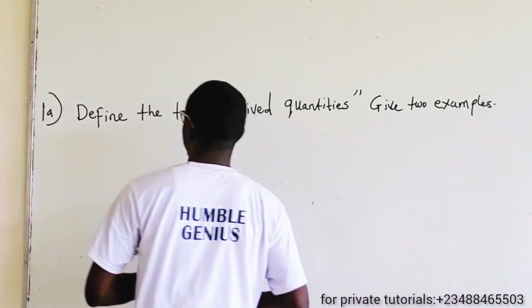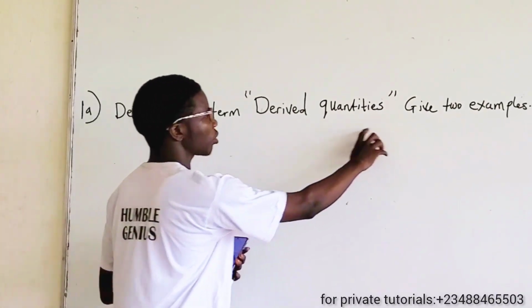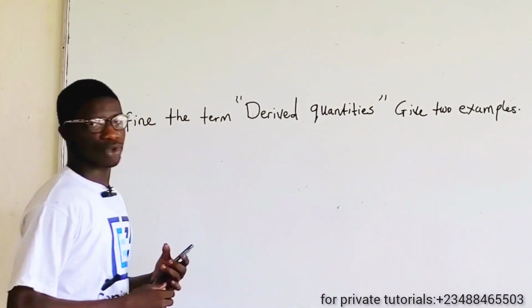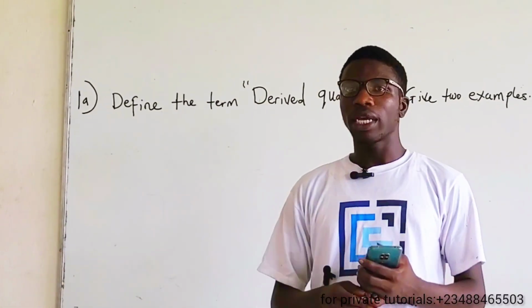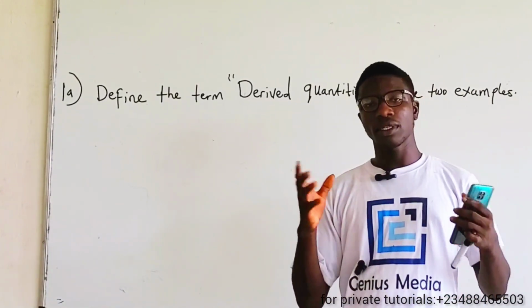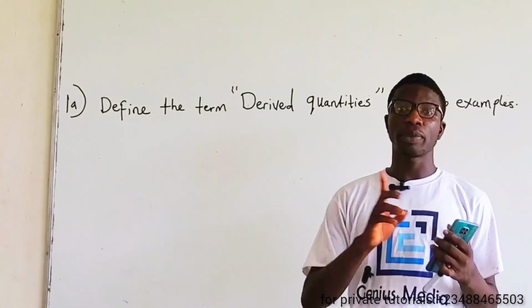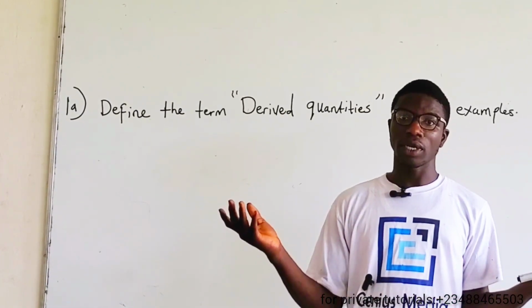All right. The first question, I have 10 questions with me. The first question is, define the term derived quantities and give 2 examples. So that's the question. Now, simply, derived quantities are quantities in physics that depend on principal quantities for their existence. So you simply define it that way and you get your full mark.